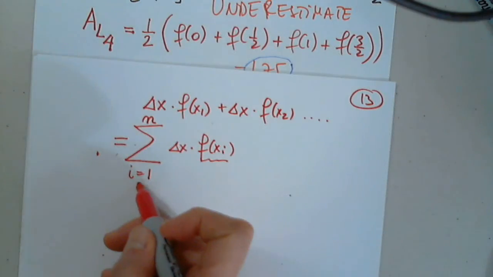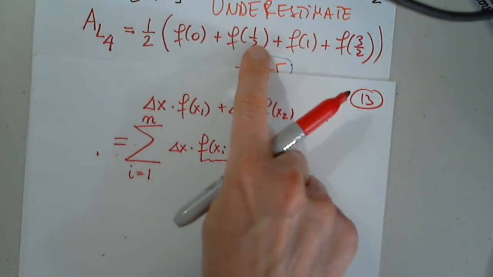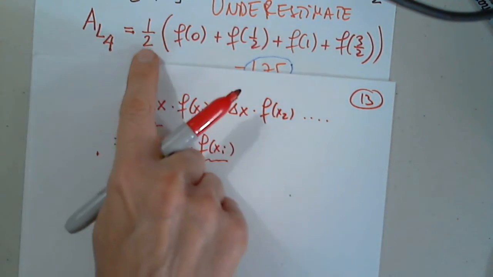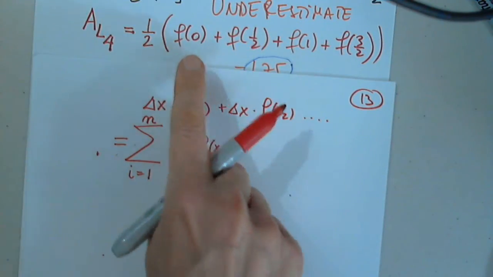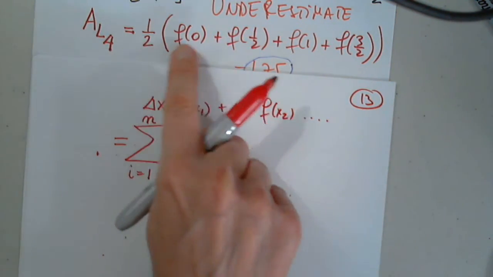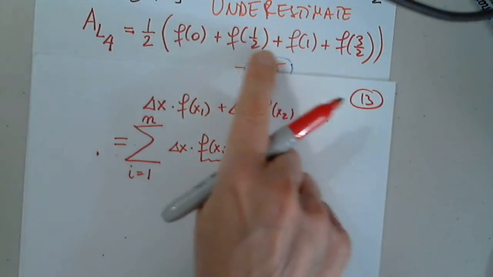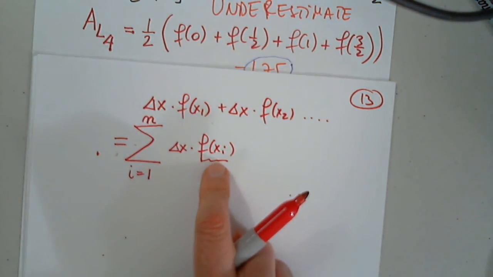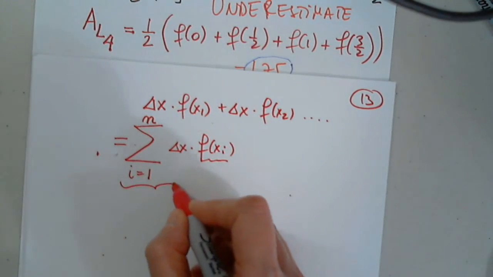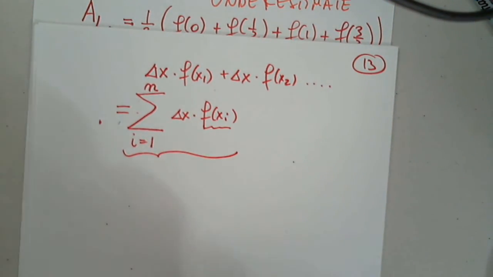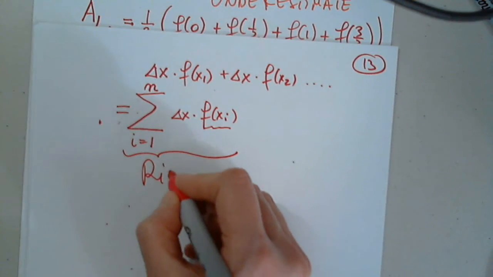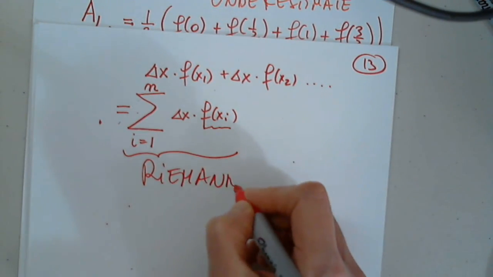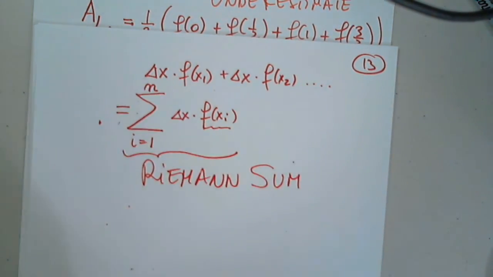In this case, we had i from 1 through 4: 1, 2, 3, 4. Delta x times f of x1 plus delta x times f of x2 plus delta x times f of x3 plus delta x times f of x4. So this is called a Riemann sum, named after the mathematician who thought about it. It's called the Riemann sum.